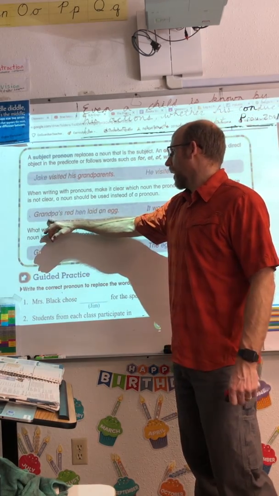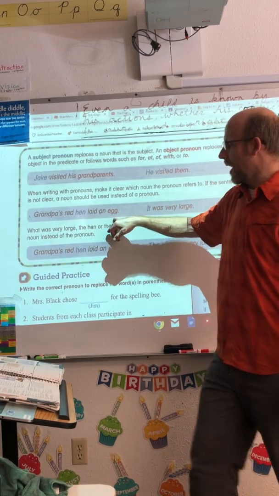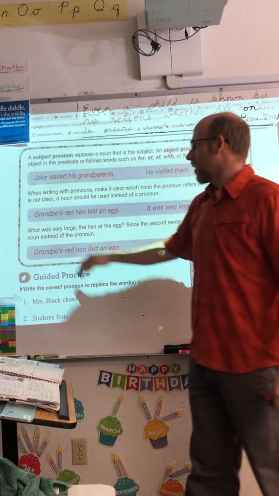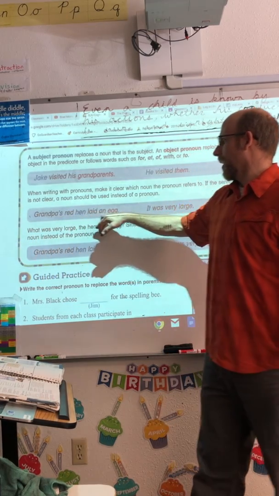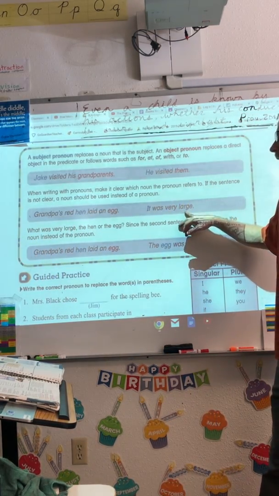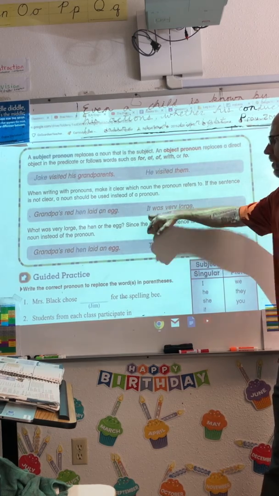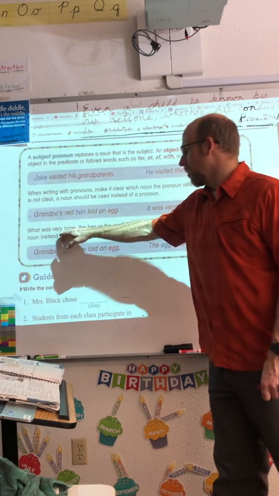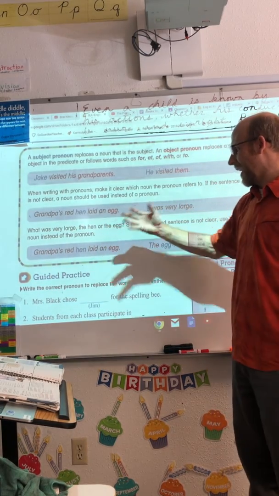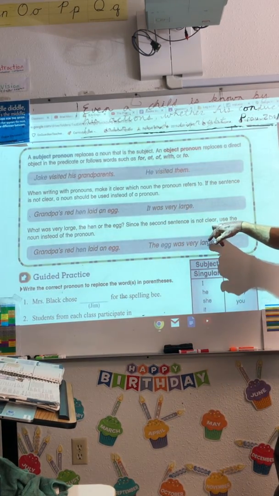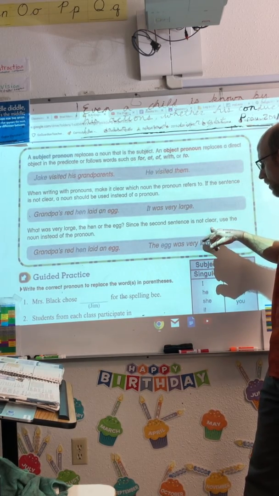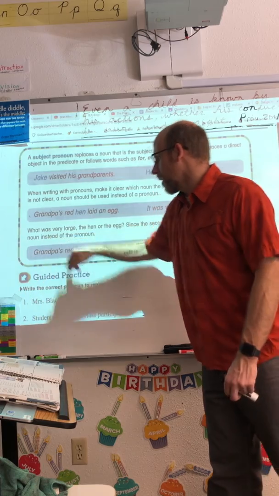Okay? The hen was very large, or the egg was very large? I don't know which one. So: Grandpa's red hen laid an egg. It was very large. So there, we shouldn't use it. We should, and this is going to explain that. What was very large, the hen or the egg? Since the second sentence is not clear, that's unclear, so save lives. Don't use unclear pronouns. Use the noun instead of the pronoun.